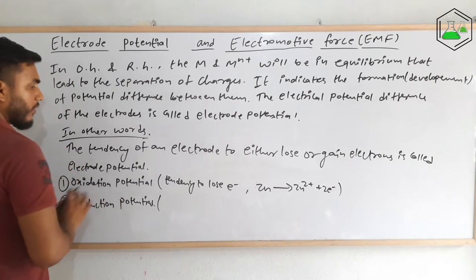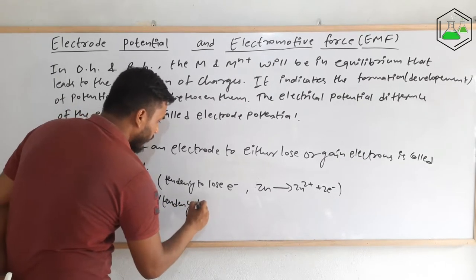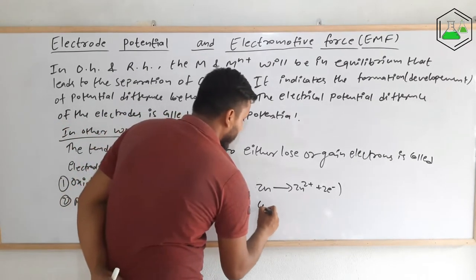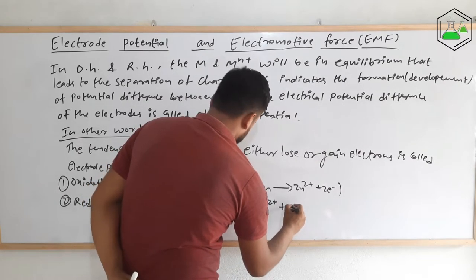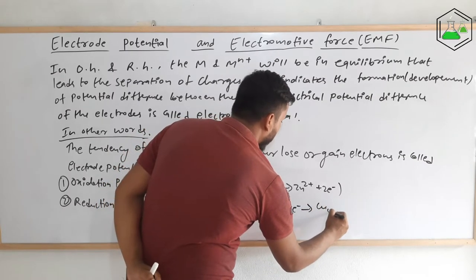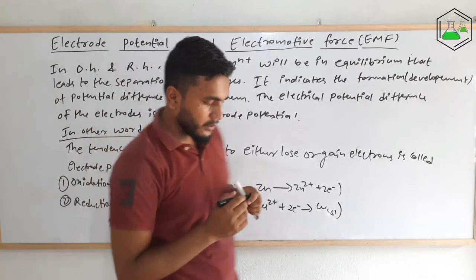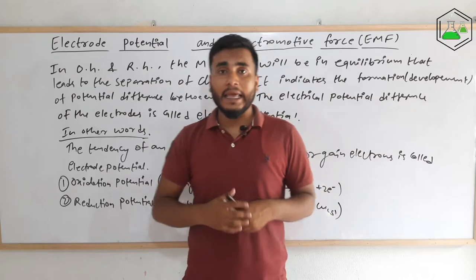Similarly, reduction potential means the tendency to gain electrons. An example of that may be cupric ion, when it gains two electrons, it will convert into copper solid. So this is the example of reduction potential. So I hope you understood what electrode potential actually is.